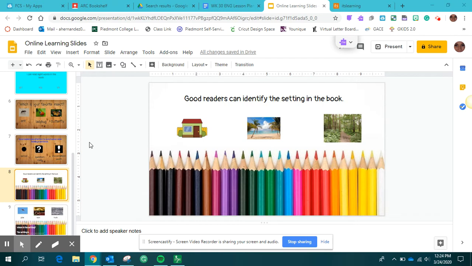Our focus today is good readers can identify the setting in a book. We're going to talk about the setting, and here are some examples of where a setting can be. Some books the setting will be in a house, or the beach, or sometimes in the forest. It all depends on where the author decides what setting he or she wants for the book.